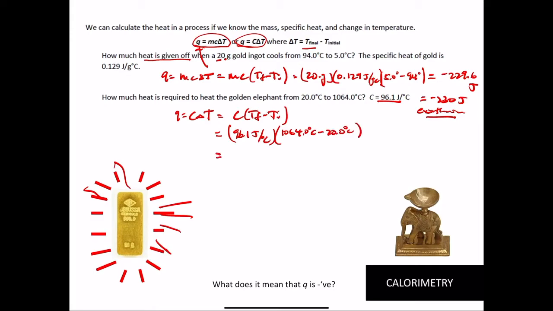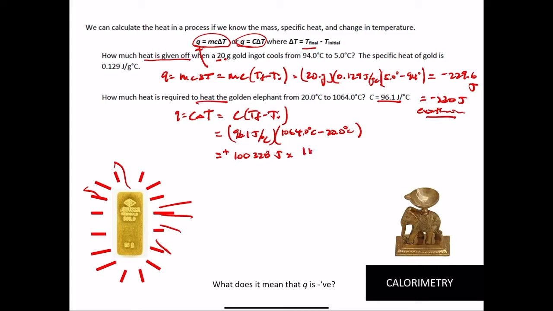96.1 times 1064 minus 20. I didn't have to punch that in my calculator. That was sad. I get 100,328 joules of energy. All right, and so that's reasonable. Positive, right? Because we're heating it, so that makes sense, right? That would be an endothermic process.